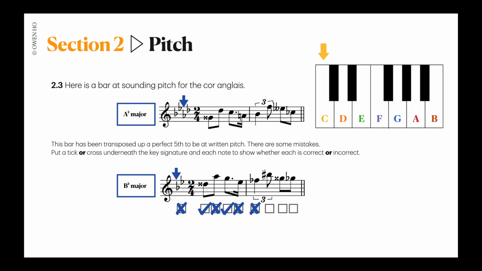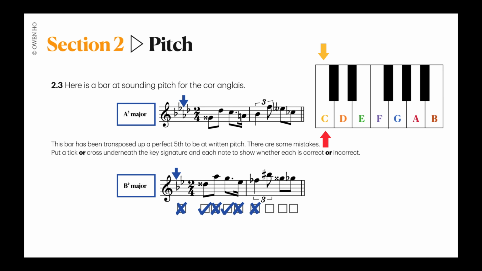So in this case, starting from the given letter name, the F this time, we go up to the second letter name, which is the G. And the third letter name is an A, the fourth the B, and the fifth letter name being the C. So in this case, we have to have the letter name of a C in order to make it a fifth, in this case a perfect fifth.